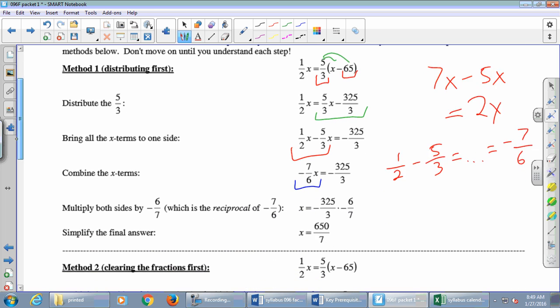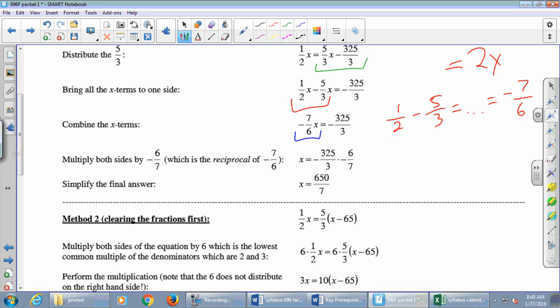And then the last step is to get rid of this -7 over 6 because it's touching the x and I want everything away from the x. So how do I move that fraction to the other side? Divide both sides by, yes, divide both sides by -7/6. It will definitely move from the left side to the right side. So that is exactly the right thing to do. I'm going to write it and then I'm going to erase it.